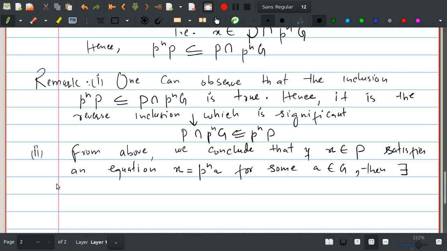there exists, say, a prime in P, with, let us denote this element here by x prime. So then there exist x and x prime in P with x equal to p to the power n times x prime.